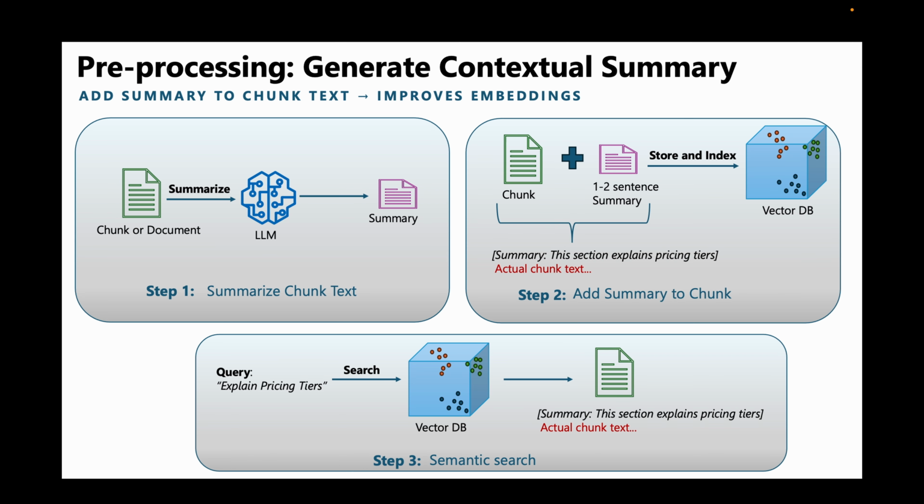Another useful pre-processing step is to use a large language model to create a 1 to 2 sentence contextual summary of each chunk and then include it in the chunk before embedding. This can improve retrieval quality because the summary highlights the salient meaning and can compensate for any noisy or incomplete raw text in the chunk. The steps are to generate a contextual summary for the chunk using a large language model and then prepend or append this summary to the chunk's body before embedding, and then index the combined text.